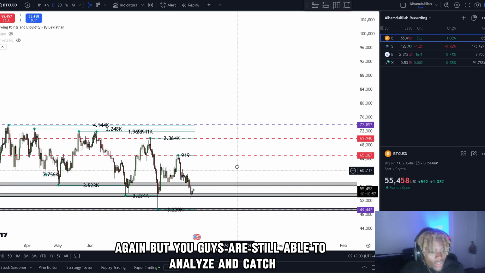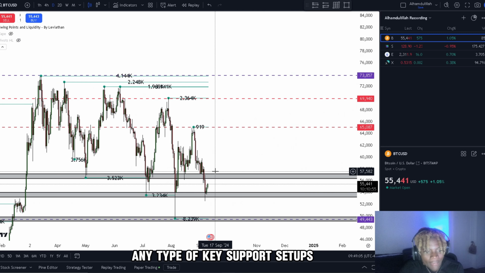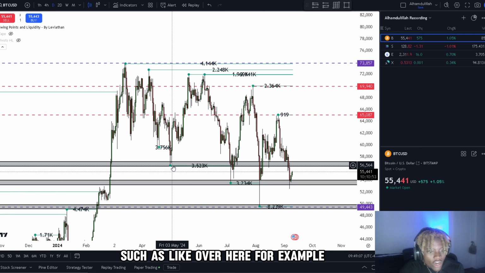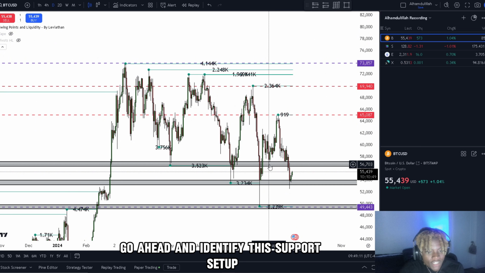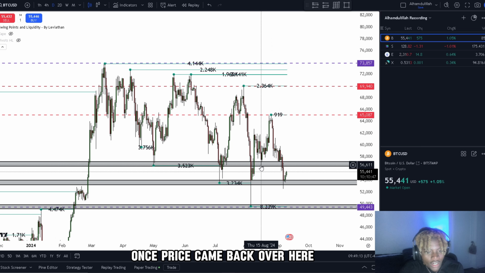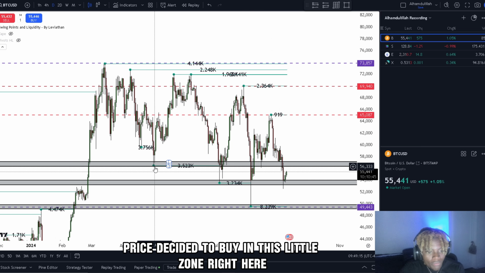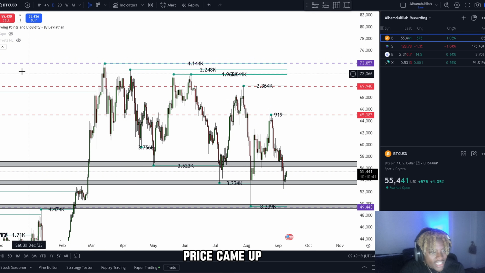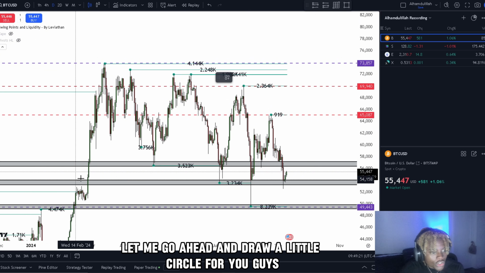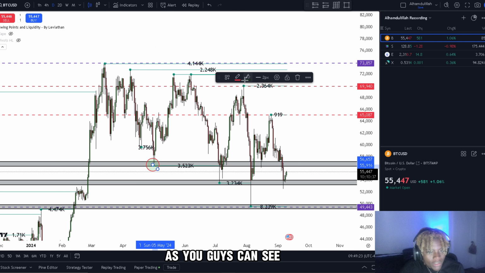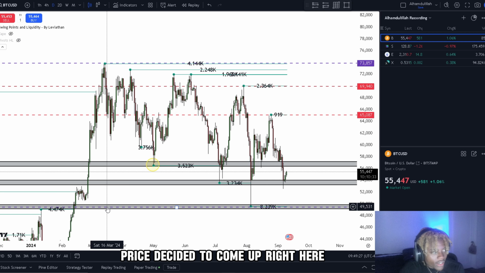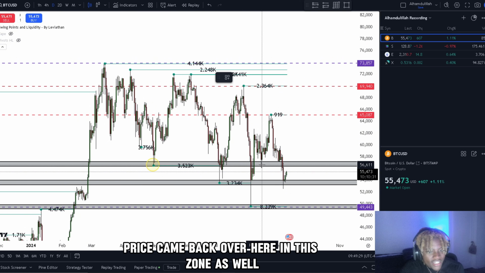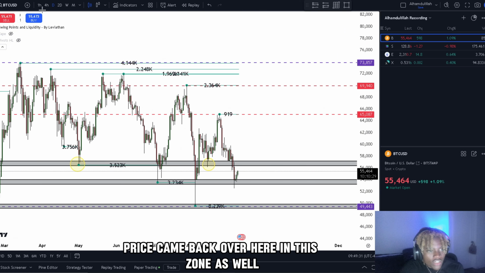But you're still able to analyze and catch key support setups, such as over here, for example. You were able to identify this support setup once price came back over here. As you see, boom, price decided to buy in this little zone right here. Price came up. Let me draw a little circle for you guys too. Boom, price decided to come up right here. And then price came back over here in this zone as well.